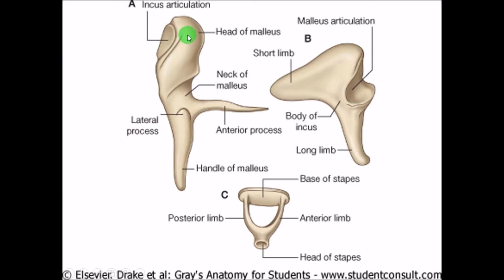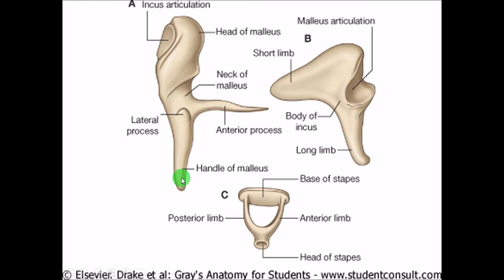Coming to the malleus, this is the malleus. This is the head of the malleus. This is the neck of the malleus, and it has 2 processes, the anterior process as well as the lateral process. And we have already seen the handle of the malleus, which goes up to the middle of the tympanic membrane, which is in contact with the tympanic membrane. The umbo part, the bent part, will be almost at the center of the tympanic membrane.